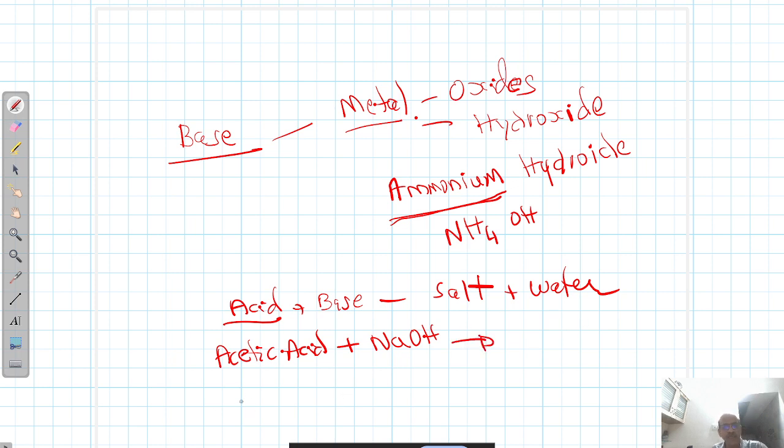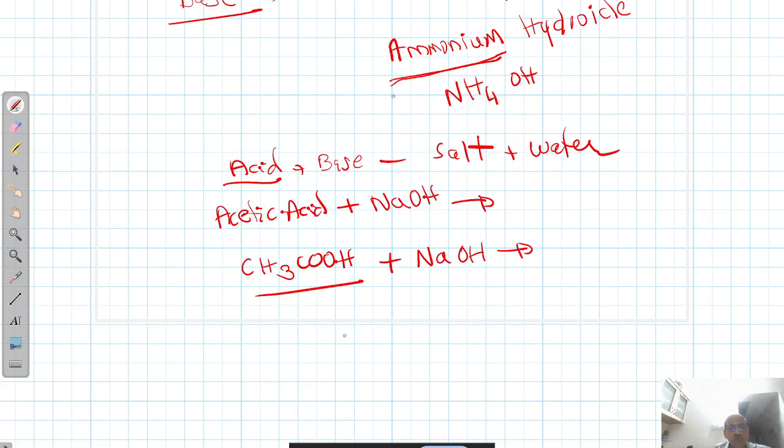Then what will this form? Let us see from the equation. What is acetic acid? Acetic acid is CH3COOH. Am I right? CH3COOH, this is the acetic acid. When this reacts with sodium hydroxide, we have seen it earlier in the equations, it will form two ions. Acid will give two ions, and this also will give two ions.